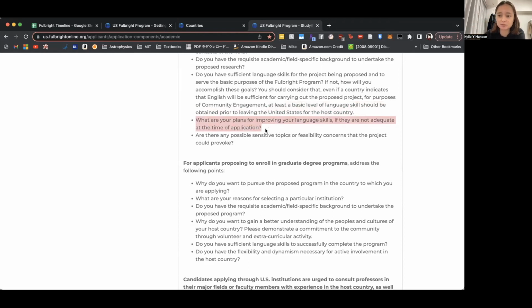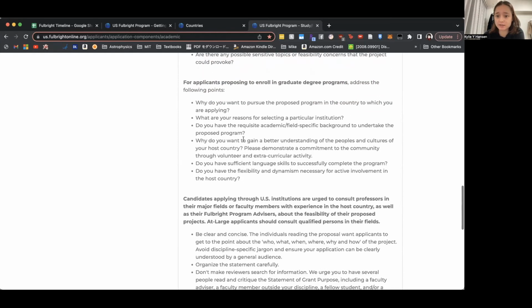This is basically what they said before. Are there any possible sensitive topics or feasibility concerns that the project could provoke? Just talking about this in terms of the culture of the place that you will be going to. All right, so this one, you can choose to go there for a graduate degree program. This was not relevant to me, so I did not cover this, but you can go over this if you're interested in enrolling in a graduate degree there.